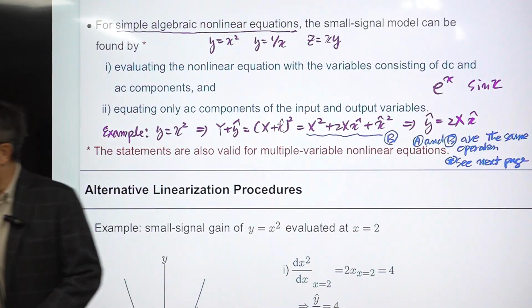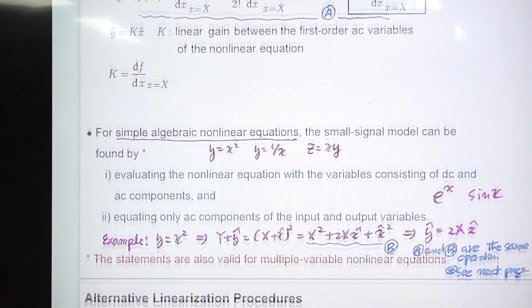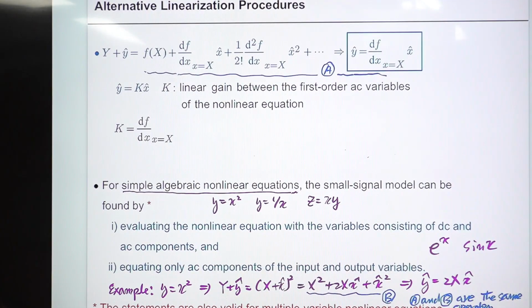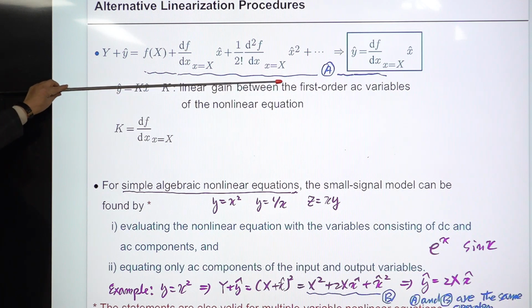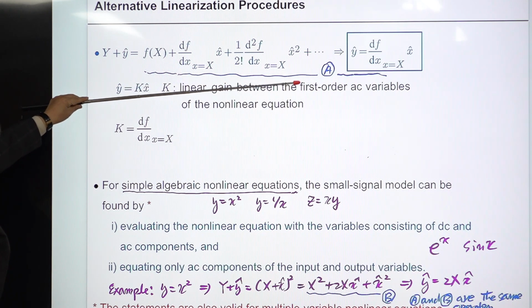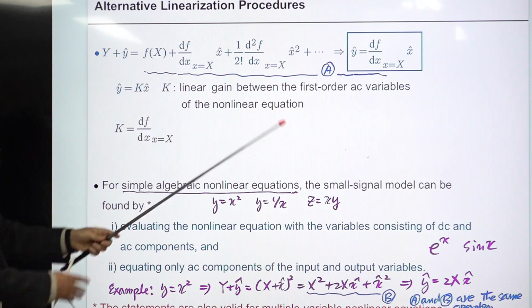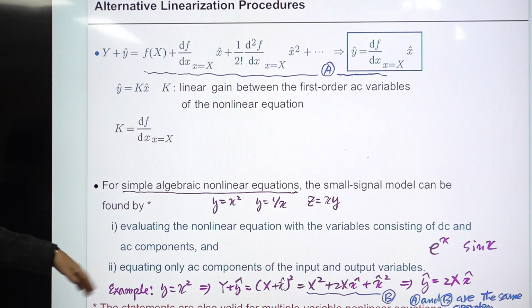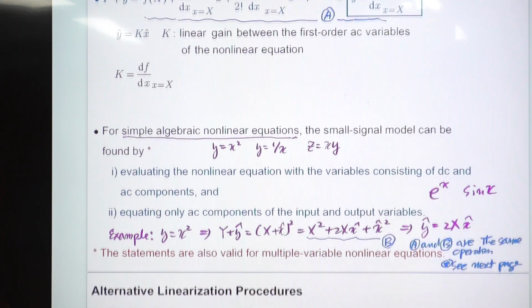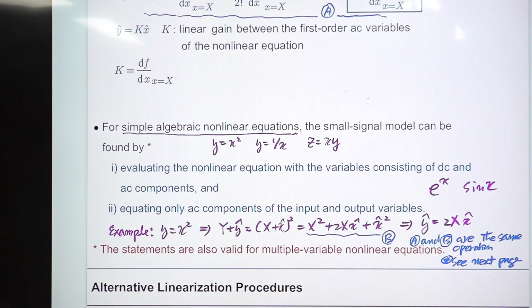All right. So later on, I'll show that procedure A and procedure B are the same thing. Same mathematical operation, but here you just expand it out and you use the Taylor series. This one looks very trivial, but they are the same thing. Same idea, right? And this statement is important.